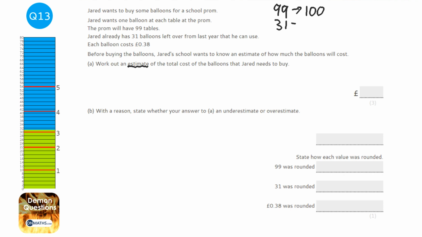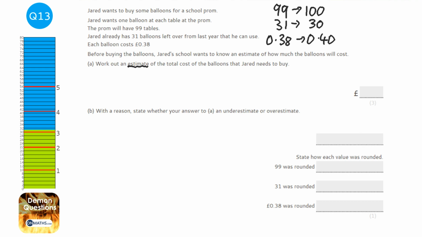31 balloons, well, that's going to round to 30. Now the last one, we've got 0.38. Now you might think, well, hang on, is that going to go to 50p or is that going to go down to 0? There is a rule. The rule is you round everything to one significant figure unless it's a square root or a division that it's easier to do in a different way. So one significant figure, that's going to be 0.40 or 40p.